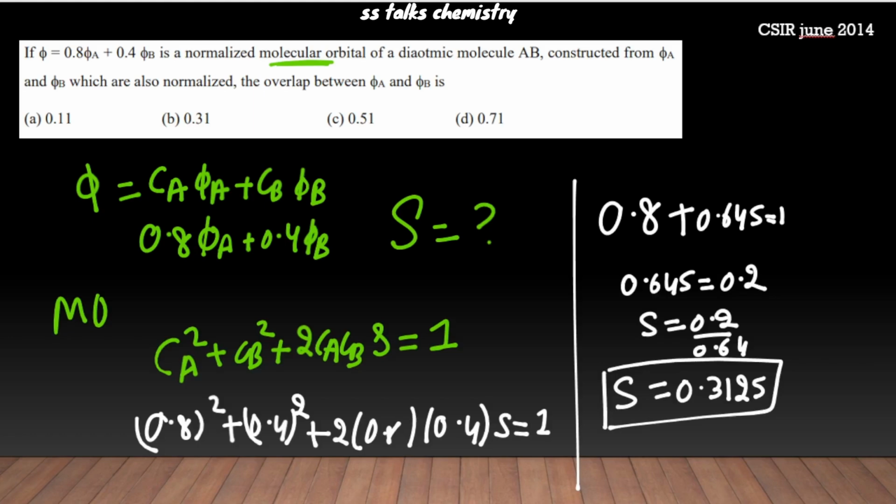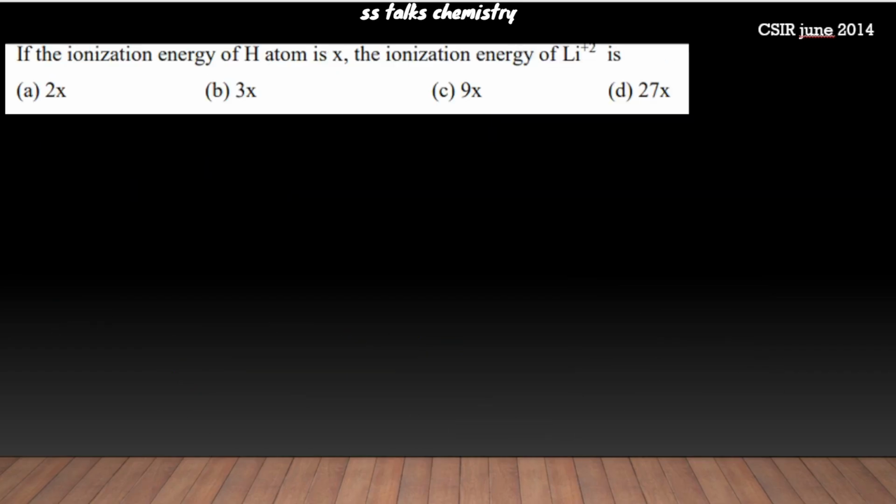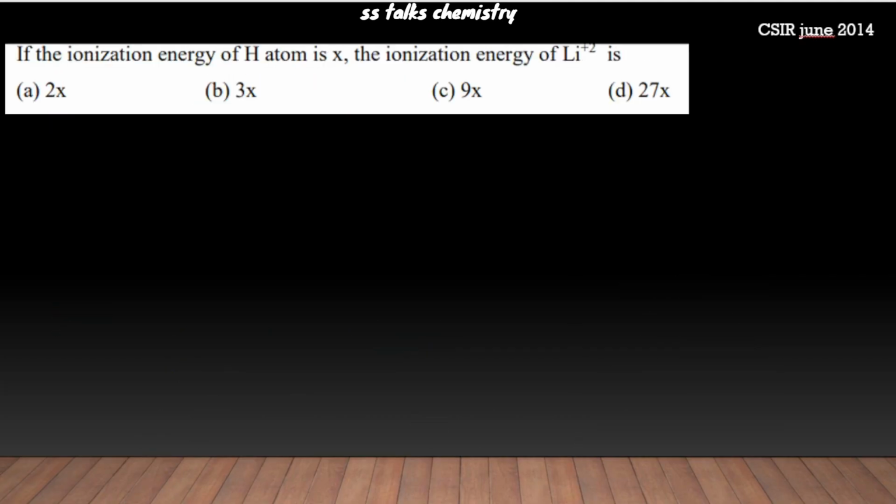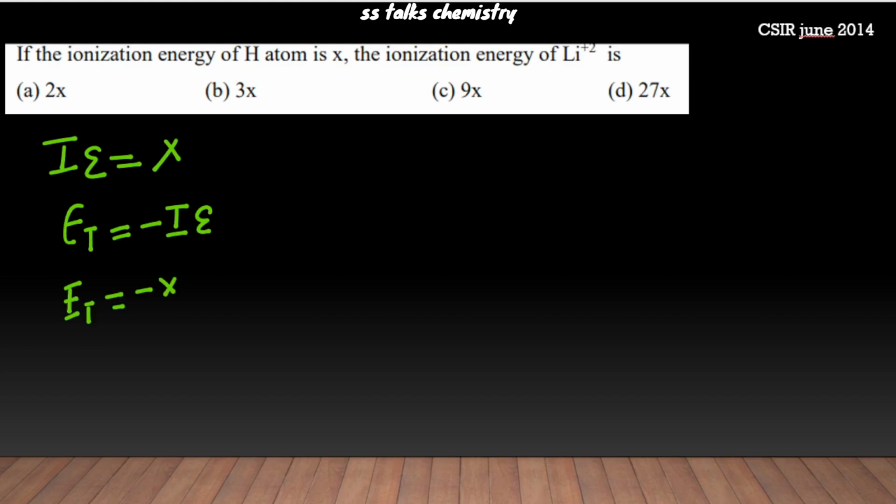So option B, that is 0.31, becomes the right answer in this. Okay. Next, if the ionization energy of the hydrogen atom is X, there is a relationship between the total energy and the ionization energy. E total is minus of this ionization energy. So that means it will be minus of the X. This is the E total.